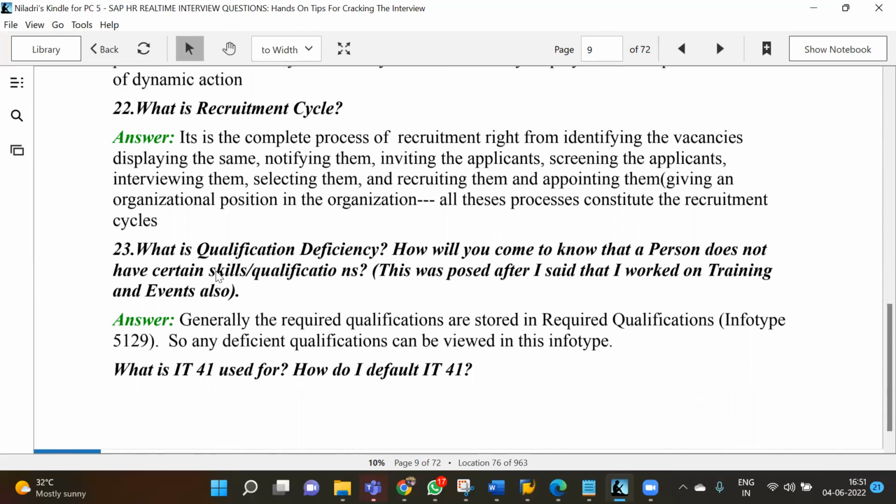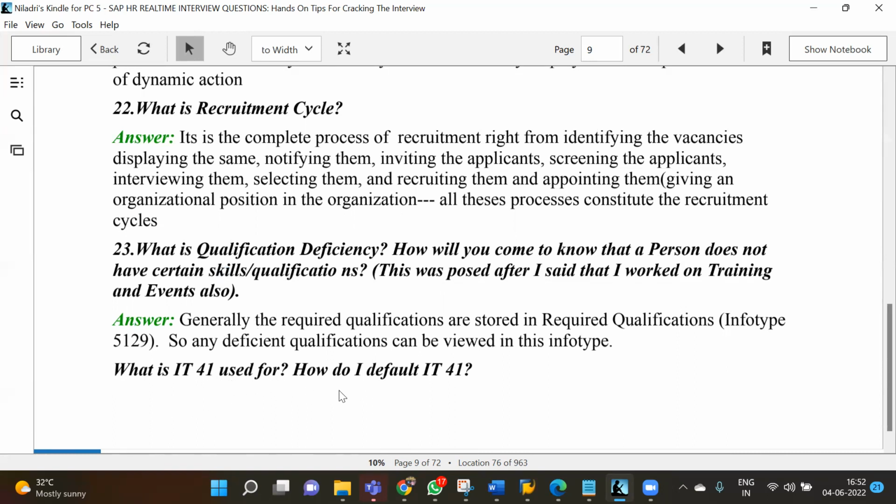Next question is, what is qualification deficiency? Right, this is again related to the PD module, the personnel development module, not directly OM or PA. Whenever in any organization there is a skill mismatch, because to perform a particular job you require a particular set of qualifications. There are some required qualifications, and whether you have them or not, the system will say that you are deficient in these qualifications. Okay, so you can refer to 5129 in your Infotypes, right?